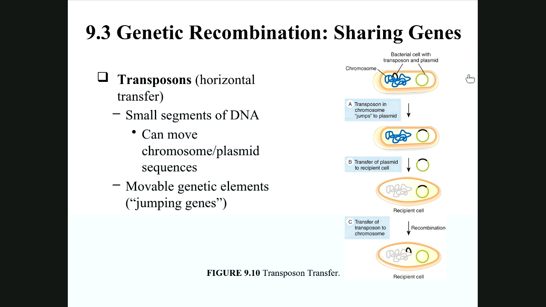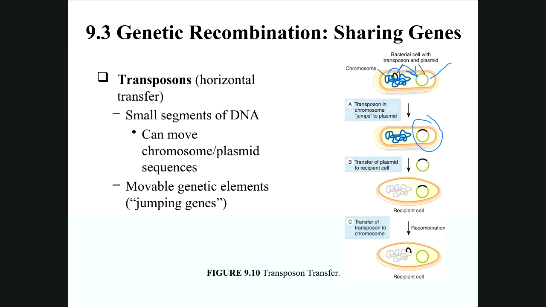Okay, so let's walk through this. Up here at the top, we have that blue main chromosomal DNA with a little black piece that they're using to represent the transposon, the jumping part. And then this bacteria also has a plasmid. The little black part here is just going to hop over onto the plasmid, and then we see that here.